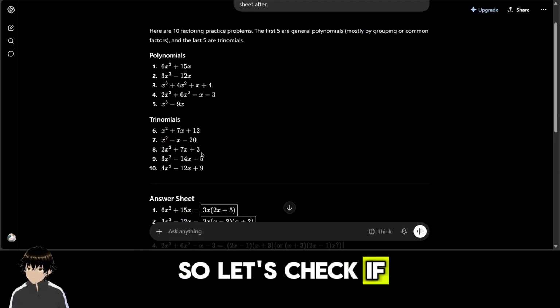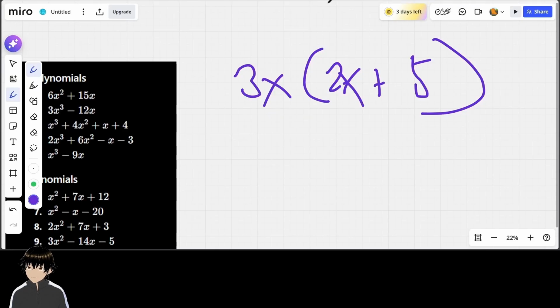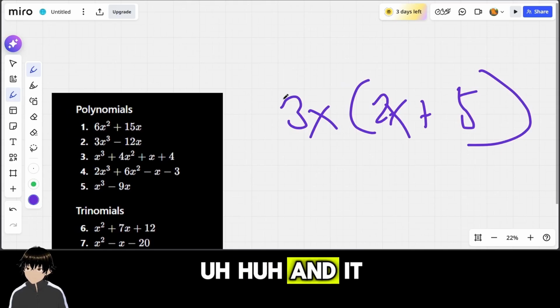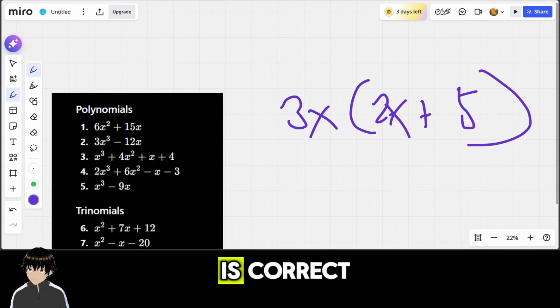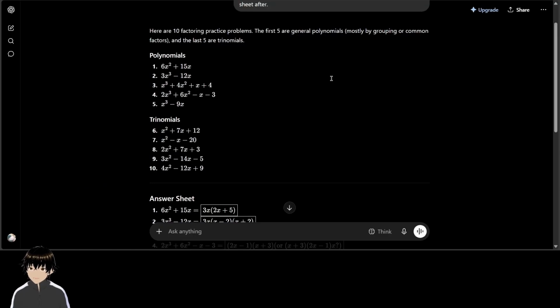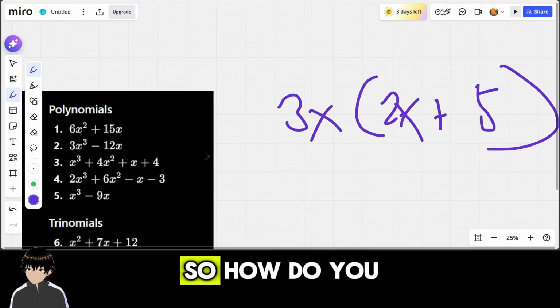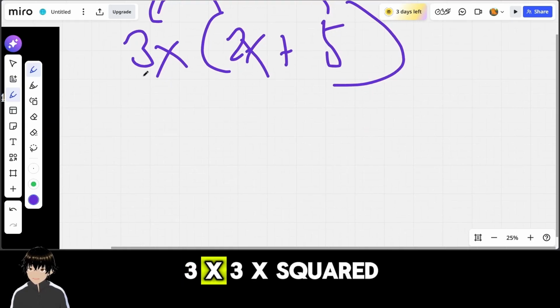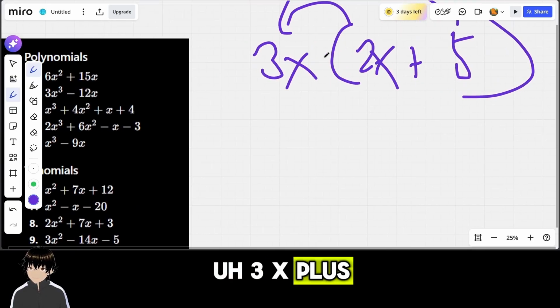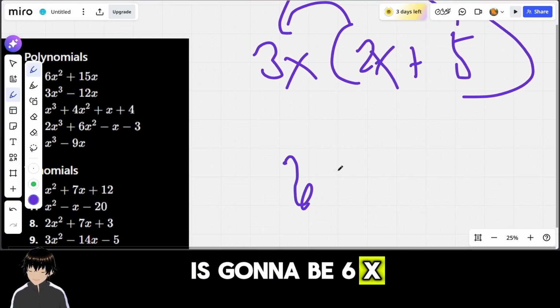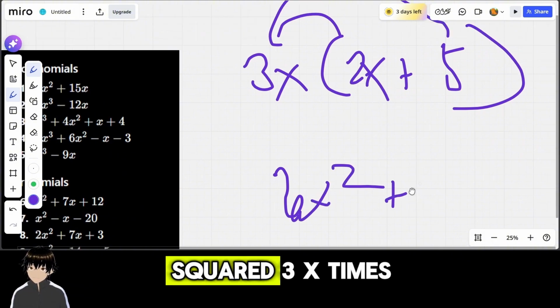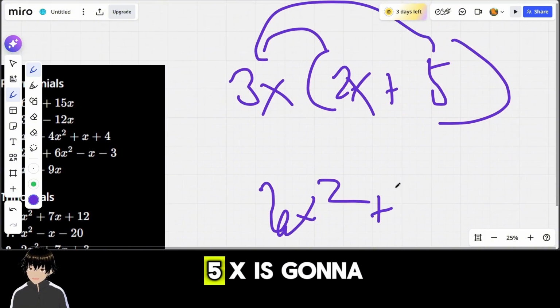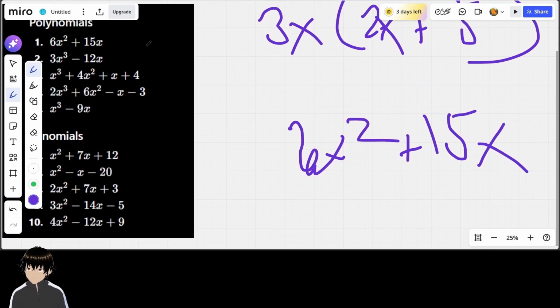So let's check if it's correct. And it is correct. This is going to be the answer. So how do you know if your answer is correct? You just distribute it. 3x times 2x is going to be 6x squared. 3x times 5 is going to be 15x. That's the correct answer. Check.